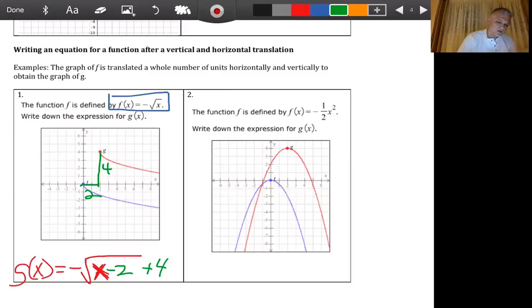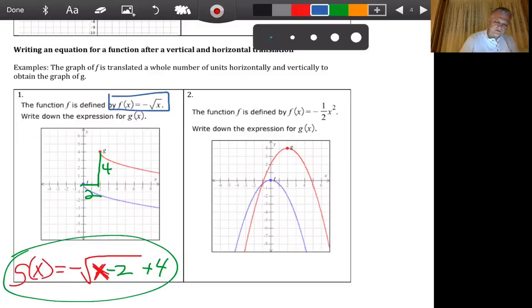That's all you've done. You've taken the original function, the parent function, and you said, what did they do to it? They moved it 2 to the right. They moved it up 4. And that is my g function. Okay, simple. Good. Let's look at this last one.